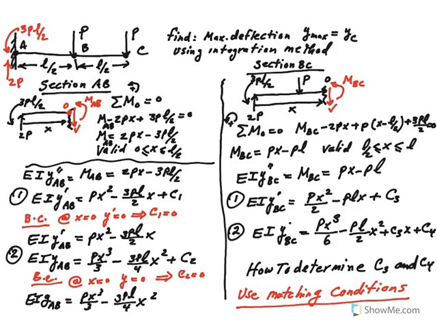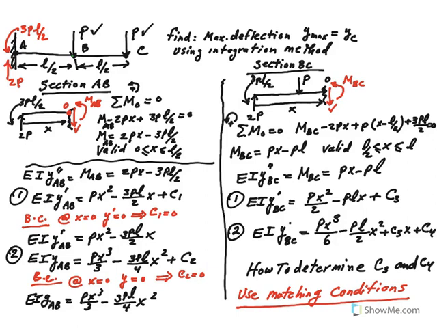And the intention of this problem is to show you that if you have to cut more than one section to find the internal moment, which is the case here, as you could see, we have a cantilever beam with one load right in the middle, right here, and then one load at the far end. And you see the moment in section AB is going to be different than the moment in section BC.